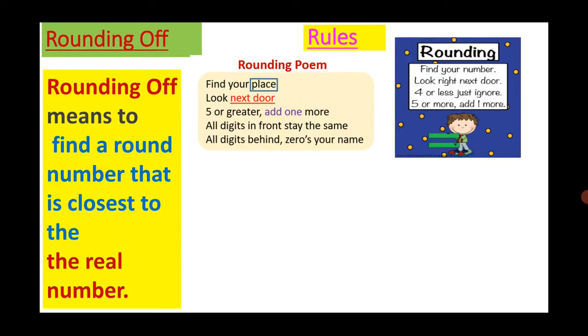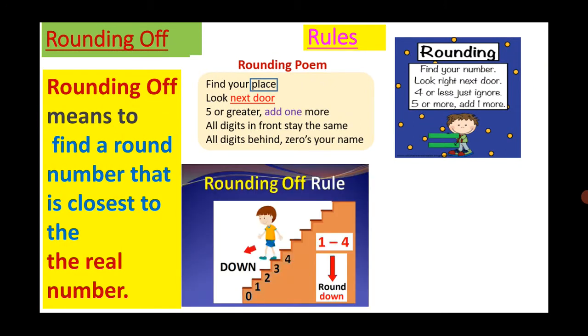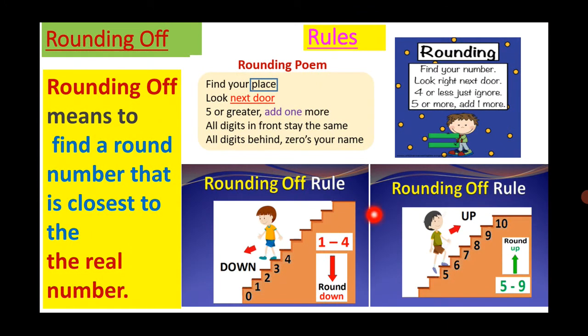Now let's see the next poem. Find your number, look right next door, 4 or less, just ignore, 5 or more, add one more. Okay, now how to round off? When we have a number from 1 to 4, what do we call it? We call it round down, so we need to round down. And when we have a number from 5 to 9, we call it round up, so we need to round up.